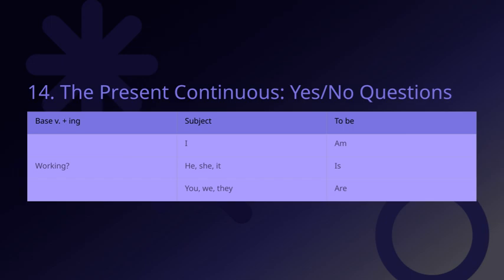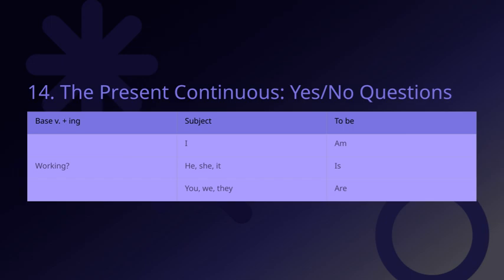If the subject is he, she, or it, we use is, and then the verb with ing, such as is he working? And for you, we, or they, the correct form is are, followed by the base verb plus ing, like are they working?